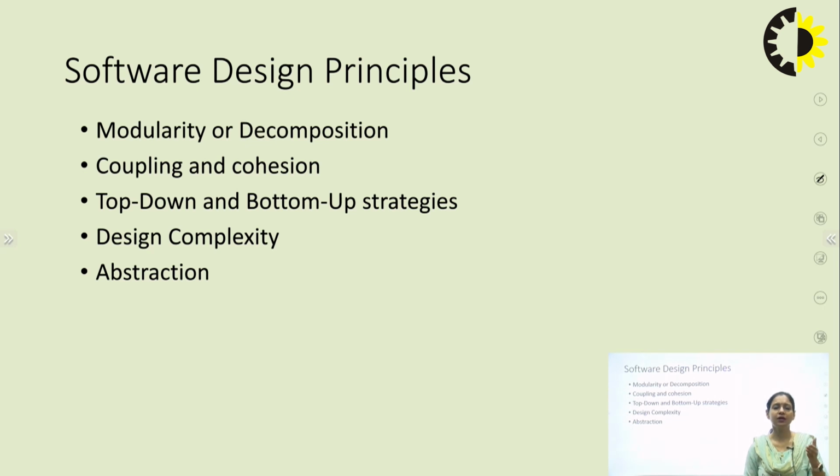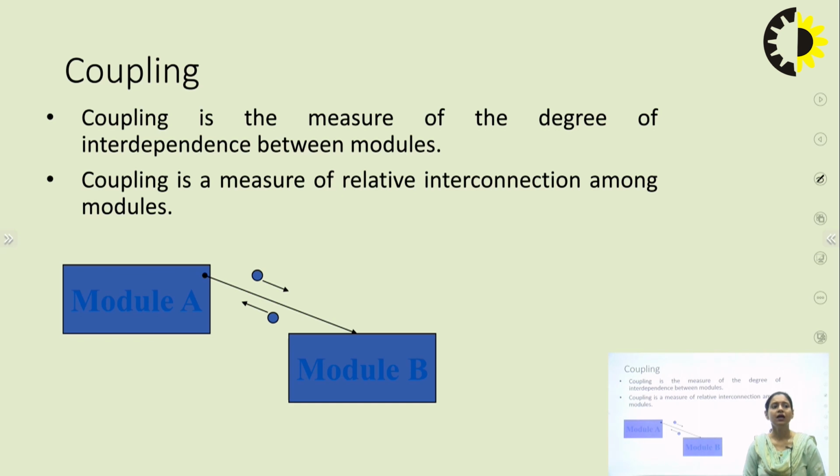So based on this modularity and decomposition, we come to the coupling and the cohesion part. Now coupling and cohesion are basically two things that again depend upon the modules that are already being created.